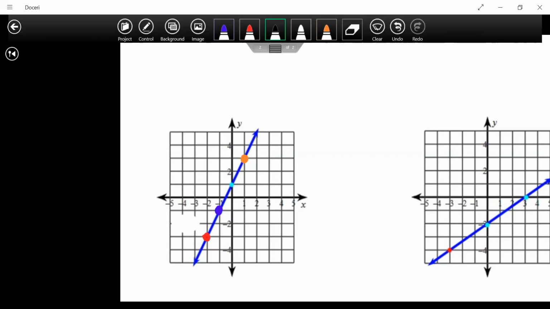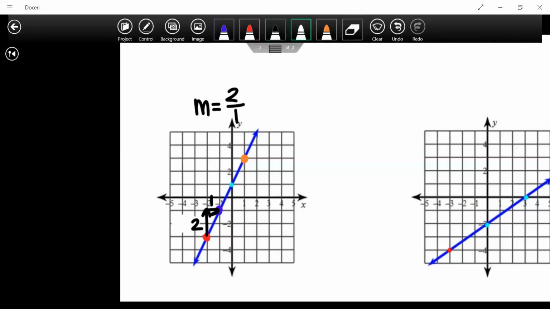How about that? I'm going to go up 2 over 1. So my slope for this line would be m is equal to 2 over 1. Okay, 2 over 1. So once you find the slope, you're good to go.